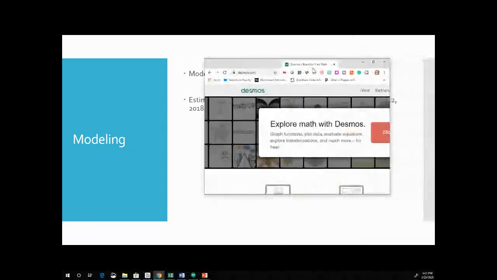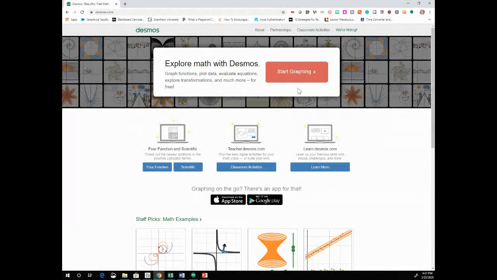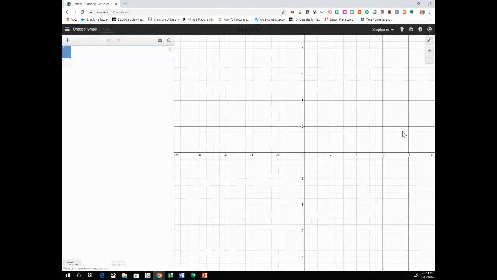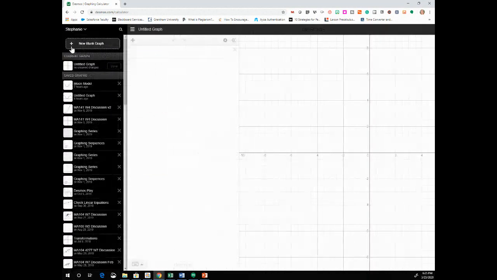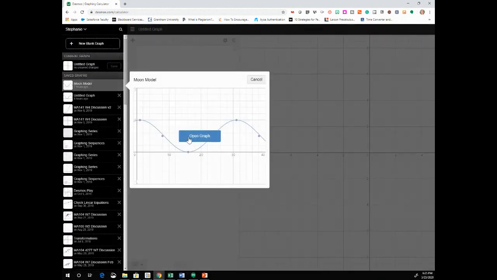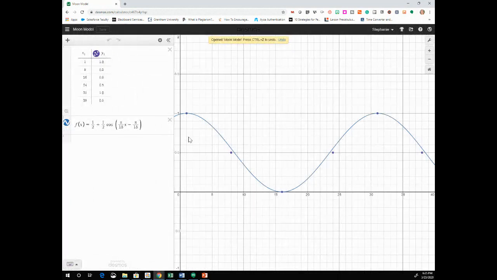So I'm going to pull up Desmos and start graphing. I'm logged in, and I actually went ahead and saved this already, so I didn't have to worry about typing in all the data again, but you can type in the data. And then let me actually change the color so you can see.